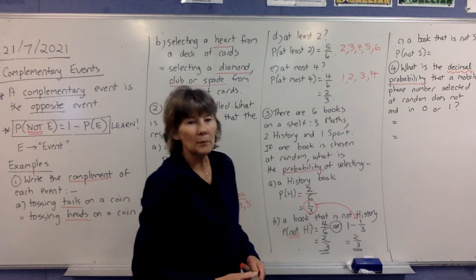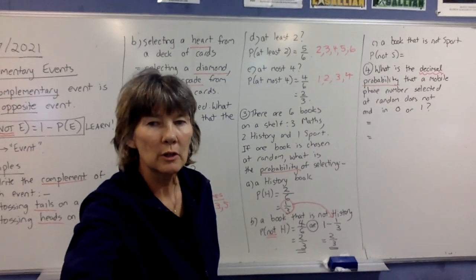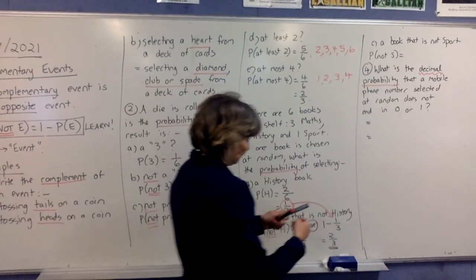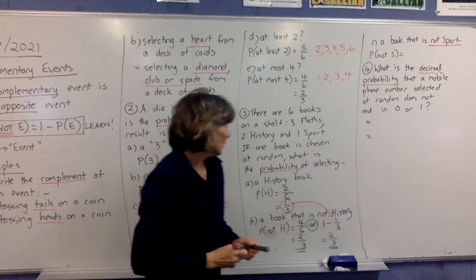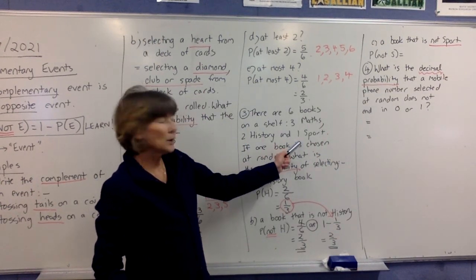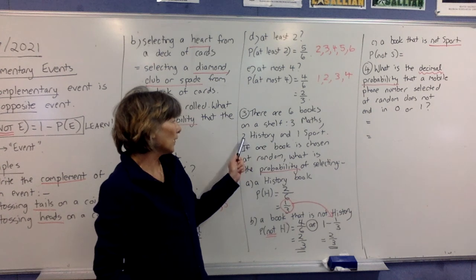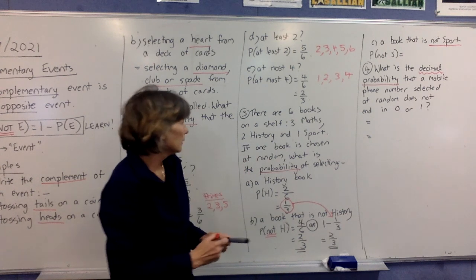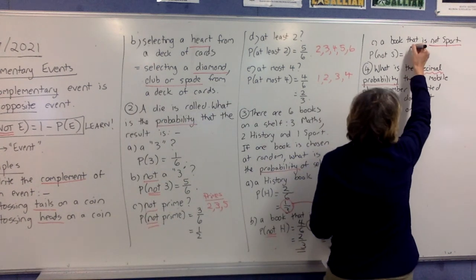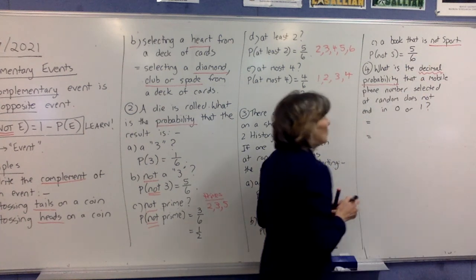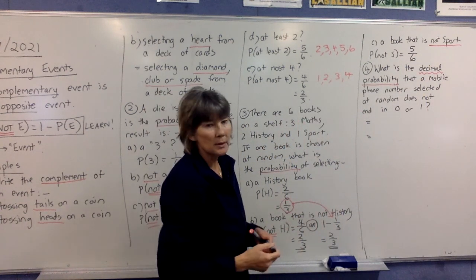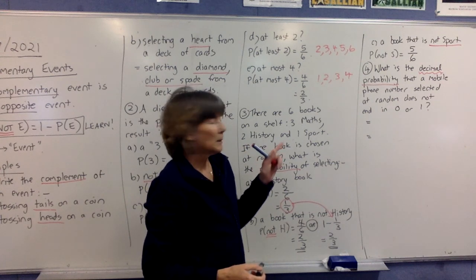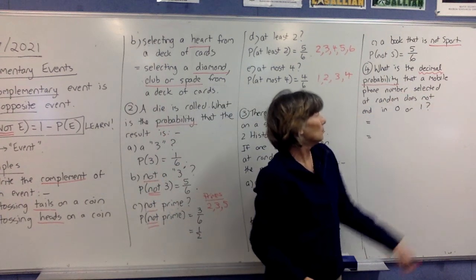Okay, and the next one, a book that is not sport. Okay, so over here, there's only 1 sport book. All the other books are not sport, so there's 5 out of the 6 books that are not sport. And the next one, be very careful with this. We are finding a probability, but the answer must be a decimal.